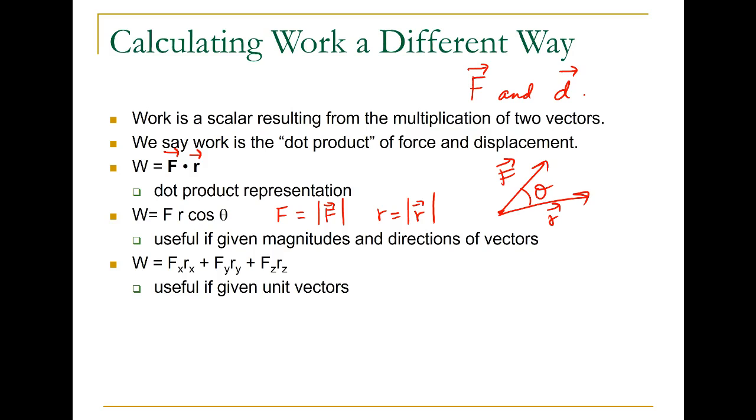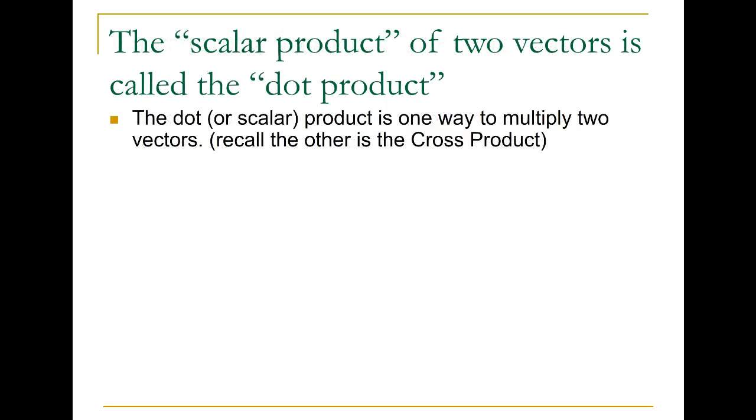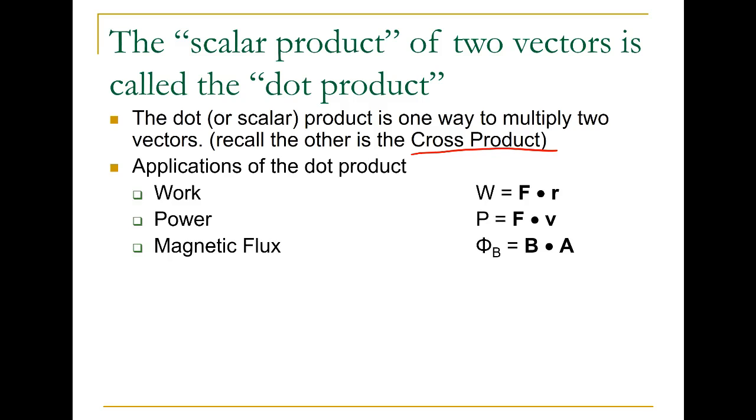So just to recap really what dot product is telling us, the dot or scalar product is one way to multiply two vectors together, and it gives us a scalar as an answer. Later on in the course, we'll be talking about the cross product, which is where you multiply two vectors and get out another vector. So here are three applications of the dot product: work, power, and magnetic flux. So we're focusing on this first one.